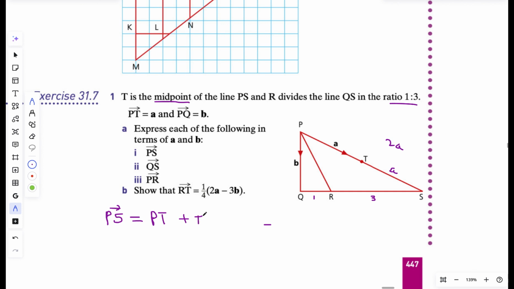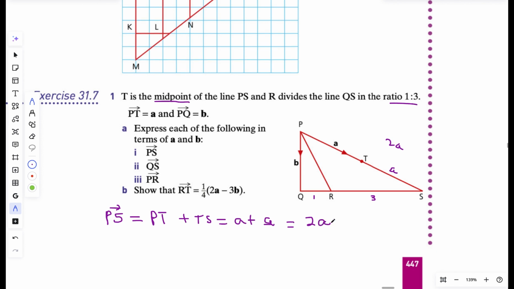PT plus TS, which is equal to A plus A plus A plus A, which is equal to 2A. So the first one is 2A, that's all.